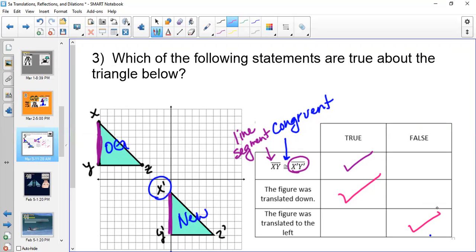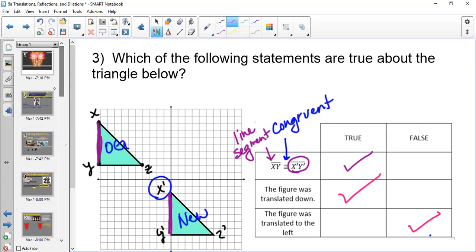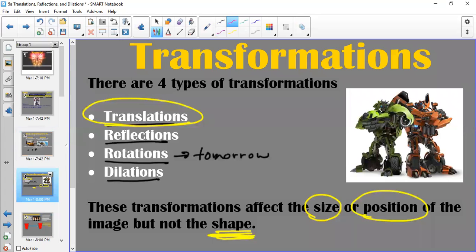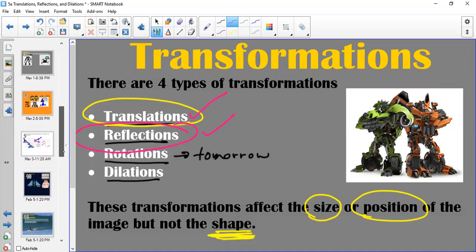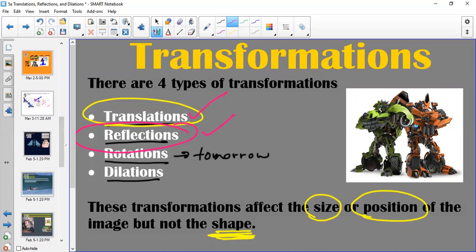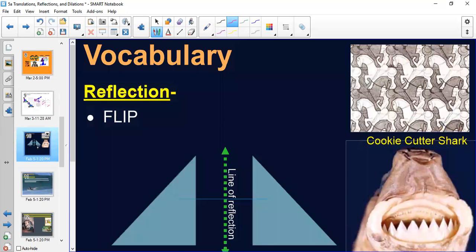Okay, so we've covered the first type of transformation. We covered translations. Now we're going to move on to reflections. All right, so if I had one word for a reflection, it would be a flip.